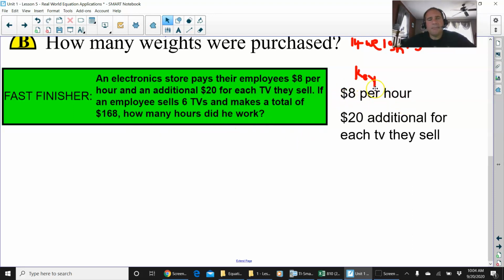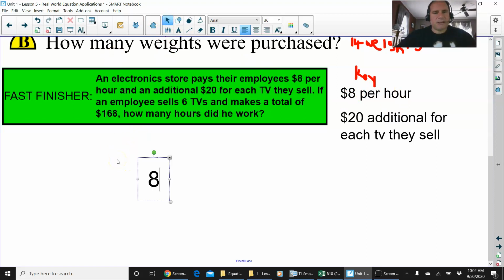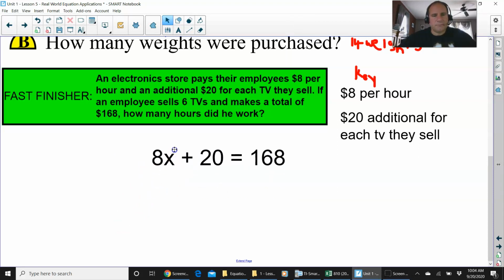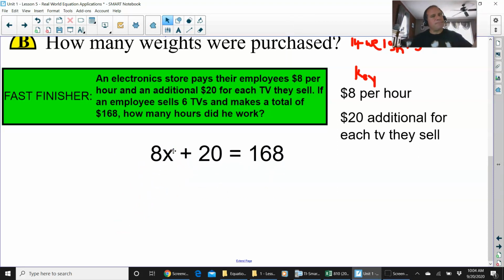So I put a little key down. It's like, all right, so the store is paying their employees $8 per hour. So I'm going to put 8x down, all right? Then an additional $20 for each TV that they sell, all right? So we have 20, and 168. Easy, right? So what's the problem?